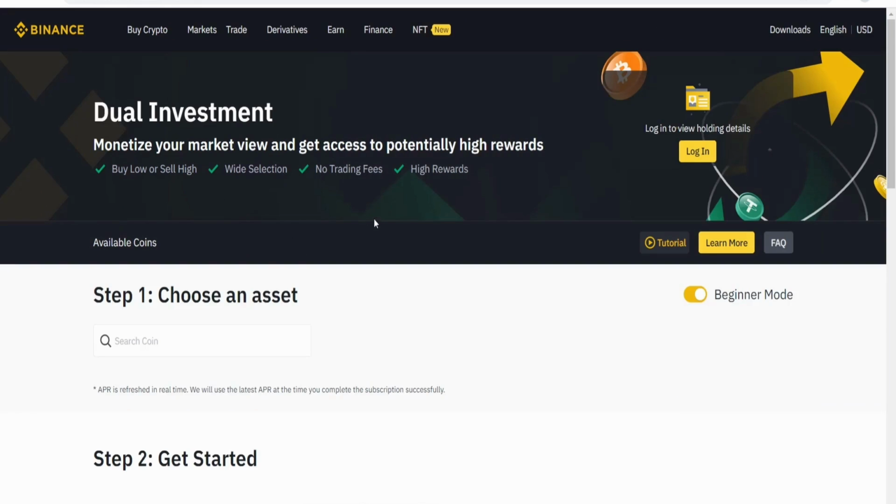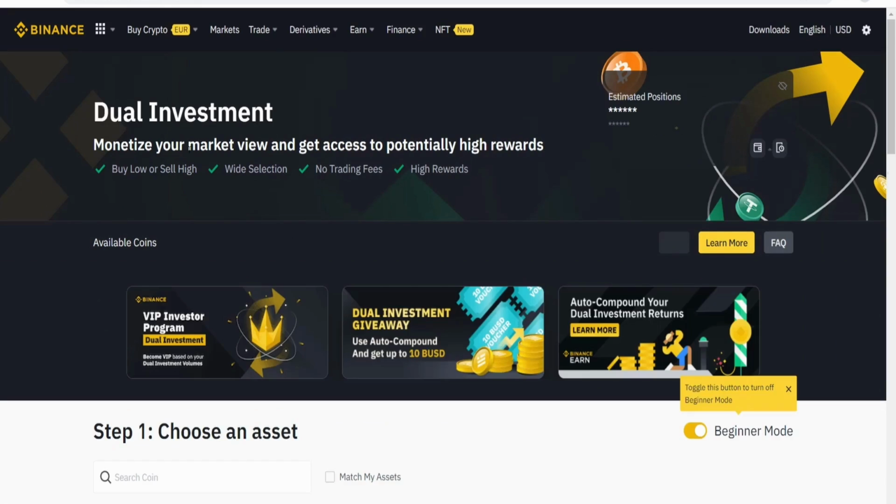After clicking on it, this is what you're supposed to see. They say, "Dual investment, monetize your market view and get access to potentially high rewards." This is absolutely one of the ways you can make a lot of money on Binance. So I will be showing you that.